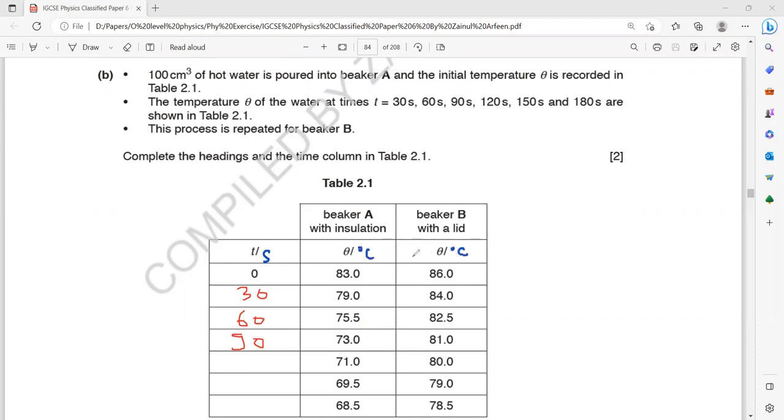So why is it 2 marks? 1 mark is for completing the column heading, like writing a unit. And then with a 30-second interval, it is done. So 0, 30, 60, 90, 120, 150, and 180. You just have to use the values here and write them down.